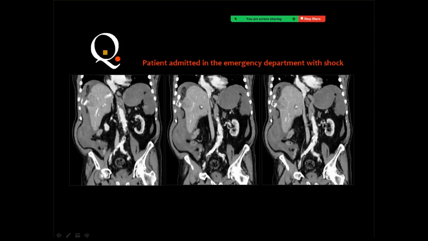Next case is a patient admitted in the emergency room because of shock.